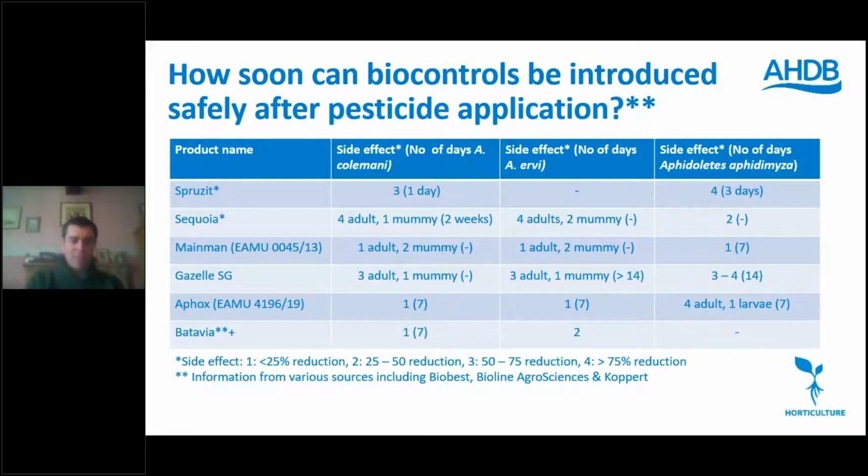So we can see side effect ratings. It gives you an idea of percentage reduction of predators within the crop, and in brackets it's got the number of days that you're likely to get persistence. So just looking at Sprusit, for example, it's got very short persistence.